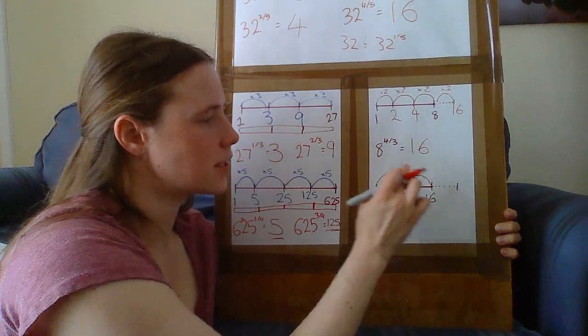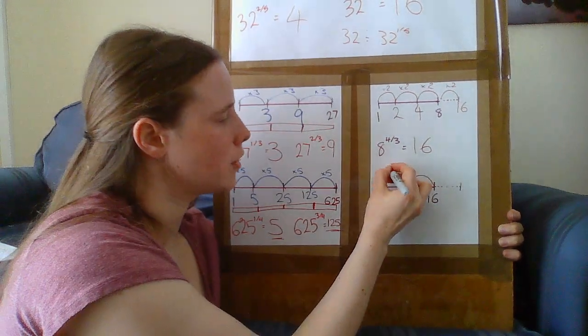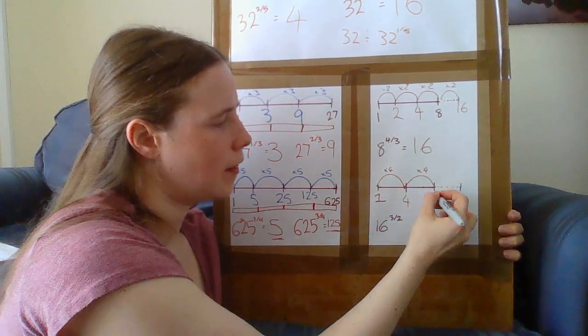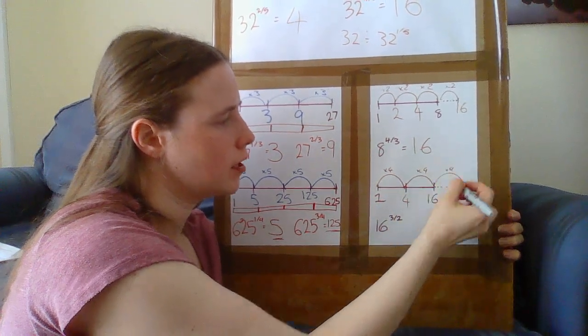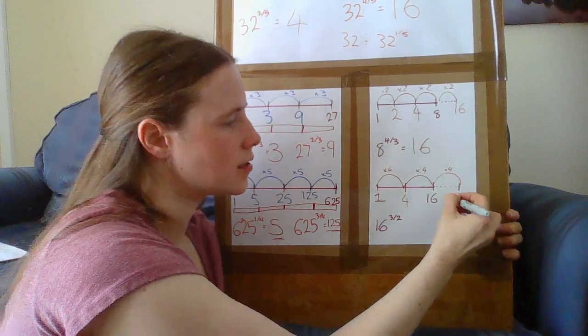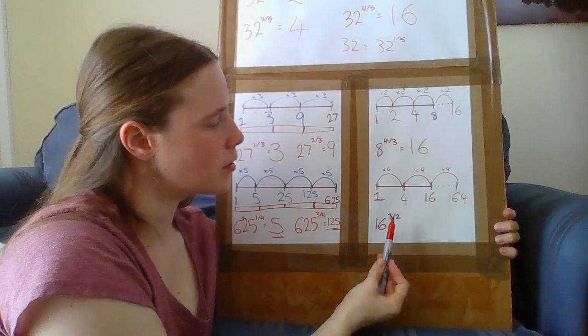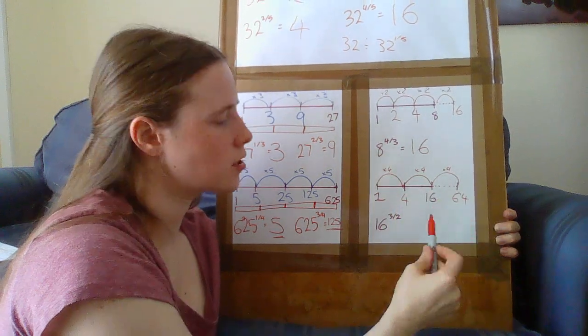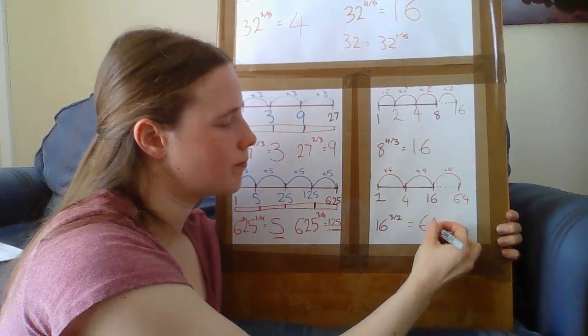So to break the 1 to 16 into 2 jumps, I'm timesing by 4 each time. So I need a 4 here. And then if I carry on an extra jump, 16 times 4 is 64. So 16 to the 3 halves is 3 of those along, so it's 64.